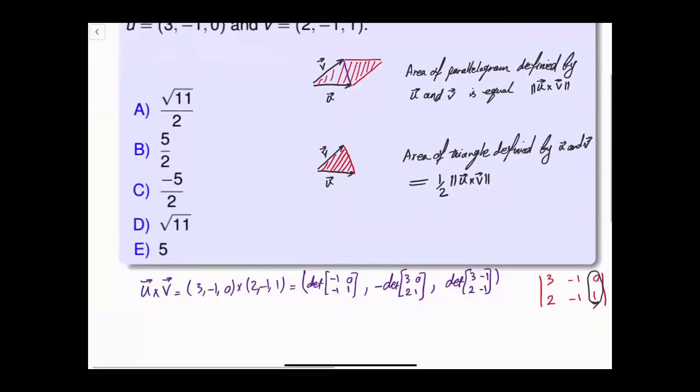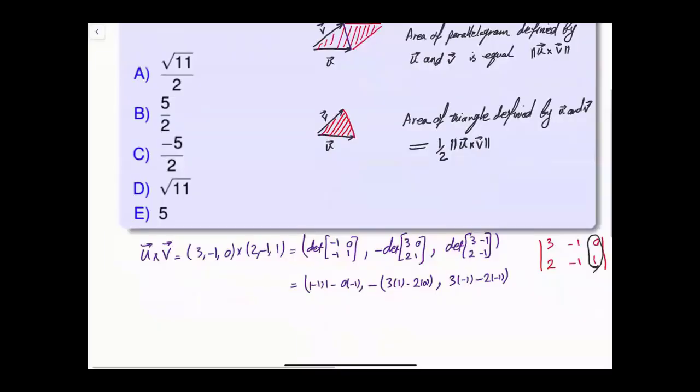Okay. Now find the determinants of these. -1 times 1 minus 0 times -1, minus 3 times 1 minus 2 times 0, and 3 times -1 minus 2 times -1. And this way, you have -1 minus 0, that is just -1. This one is 3 minus 0, which is 3, with a negative sign there. And this one here is -3 plus 2, which is -1.